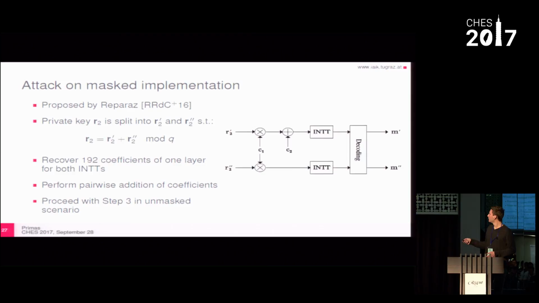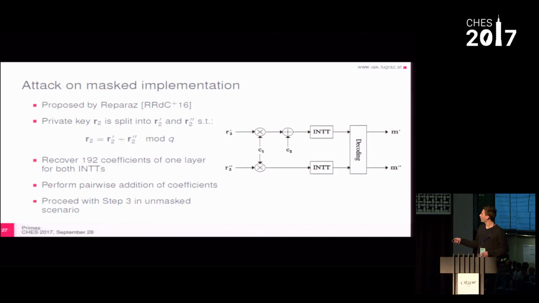Now, if you are able to recover 192 coefficients in each of those inverse NTT transformations, then since all the operations in the forward part of this masking scheme are linear, we can just add those recovered coefficients, and then we can pretend that we're in the unmasked scenario and continue with step three as shown before. And we're done, basically.